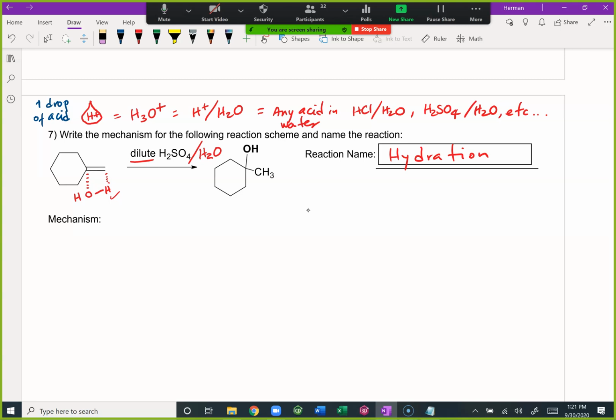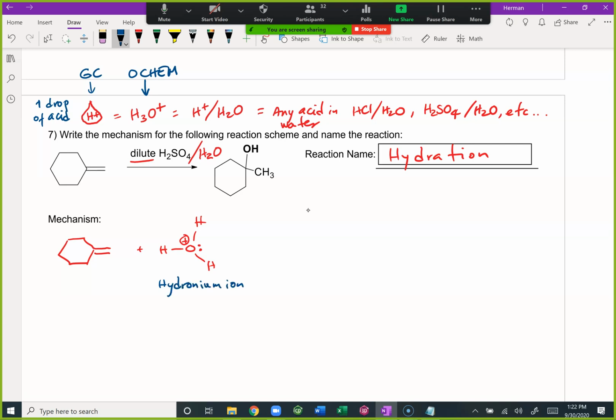All right. So let's go to the mechanism now. Starting this mechanism, if I give you sulfuric acid in water or dilute sulfuric acid, this is equivalent to H3O plus. That's the part in OChem where you have to know by memory some things and also use your intuition. This is GChem, where you learn H plus. Now for OChem, they're used to using H3O plus. This is your hydronium ion.